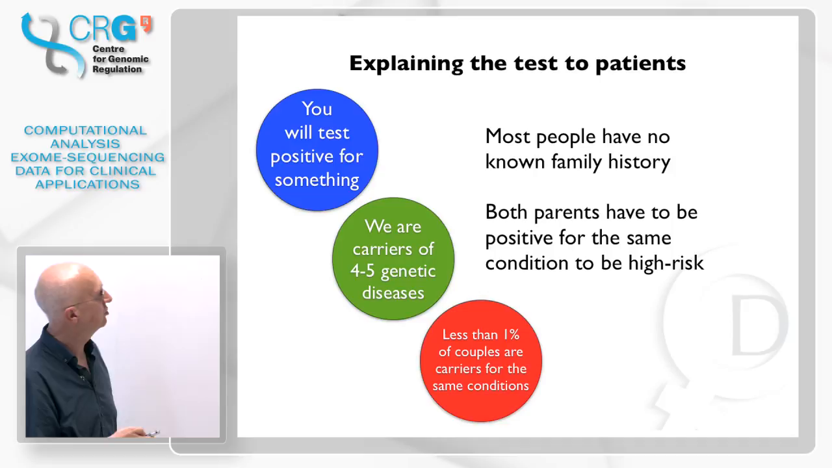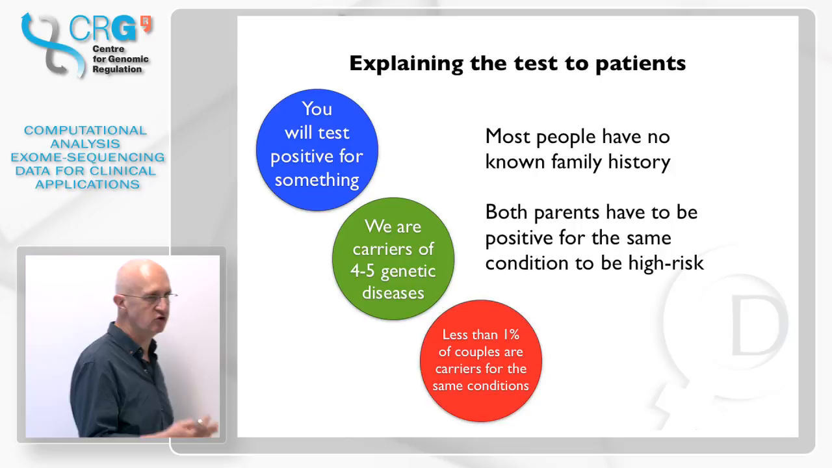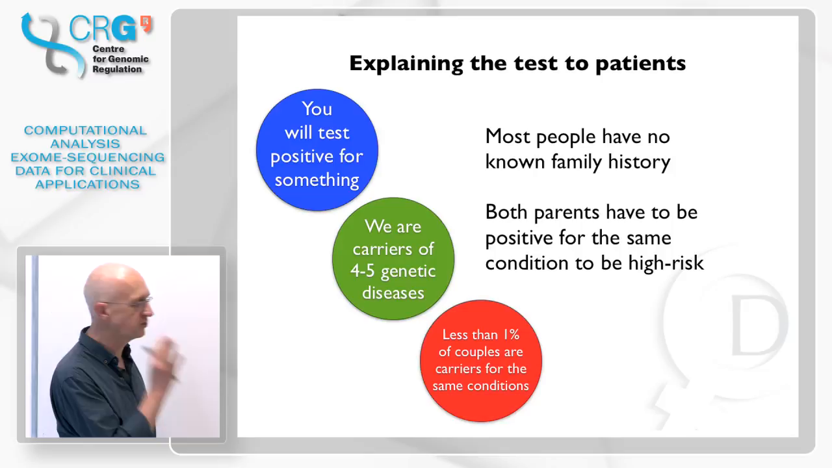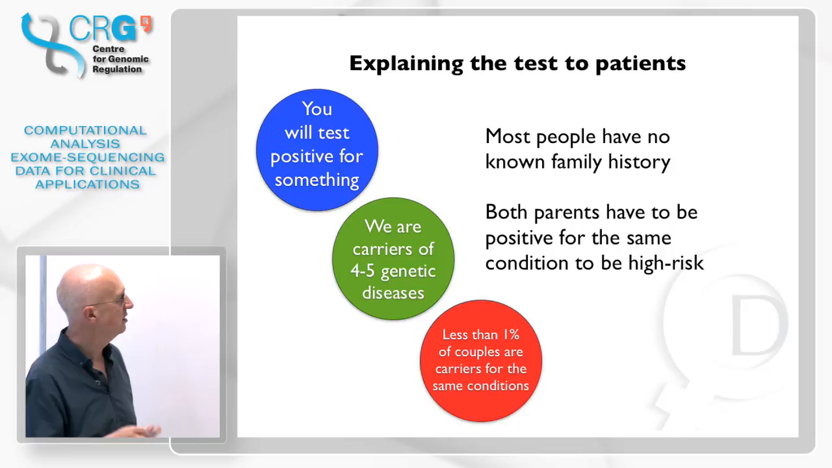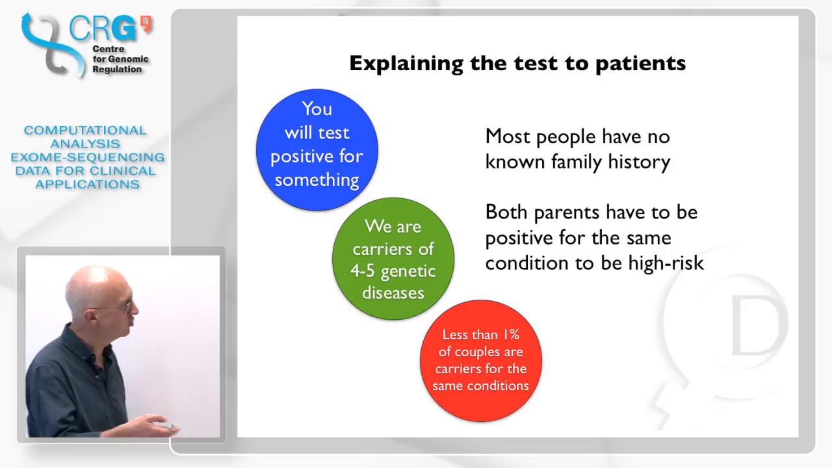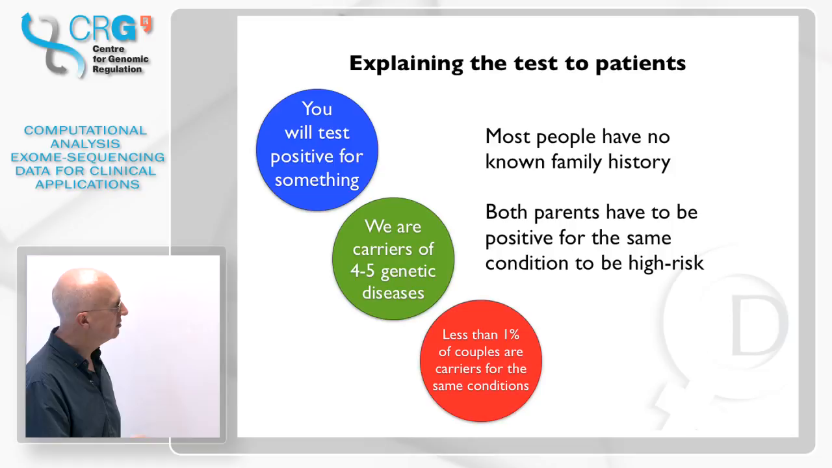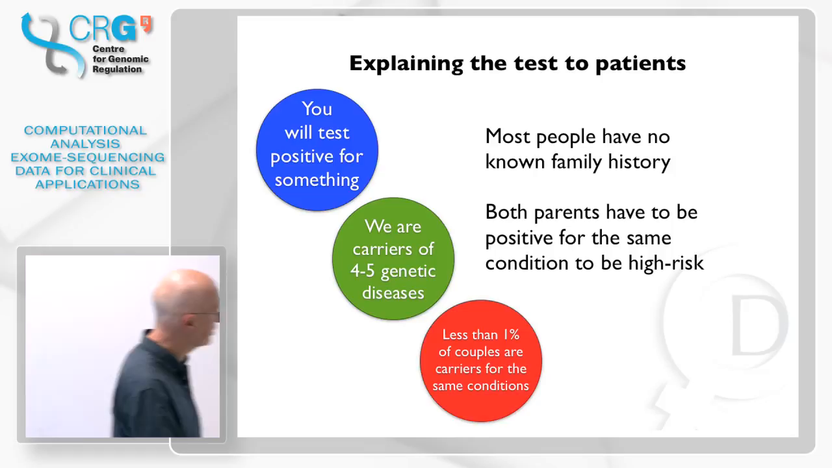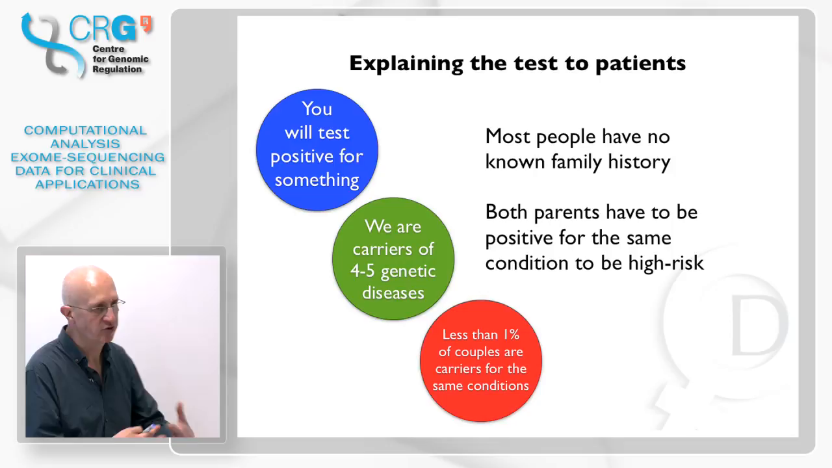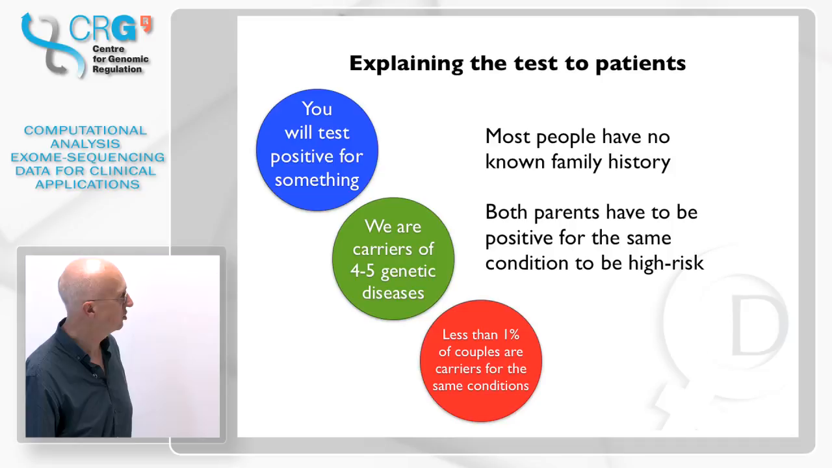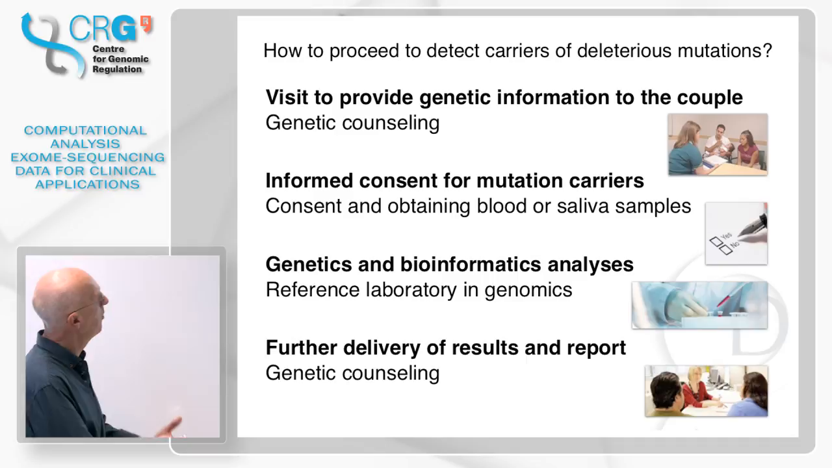It's clear that everyone is carrying mutations in many different genes. In this case, we are not exploring the whole genome. We are exploring a set of genes, and it's expected that about 40 or 50% of the individuals will be carrying one mutation that will be serious for the individual. But we need to explain that everyone is carrying mutations, and that the coincidence of mutations in a couple is not going to be that frequent, but we want to make sure that we do not have couples that carry the mutation in the same gene.